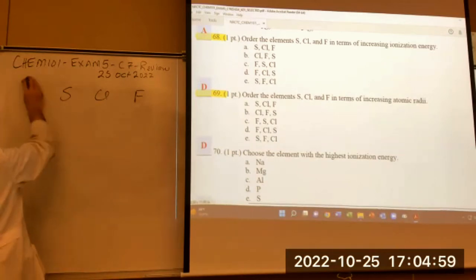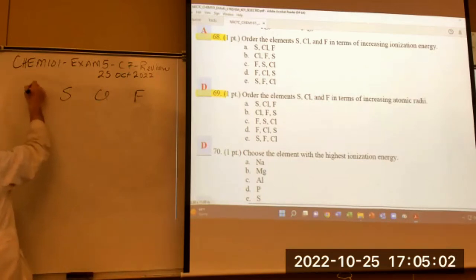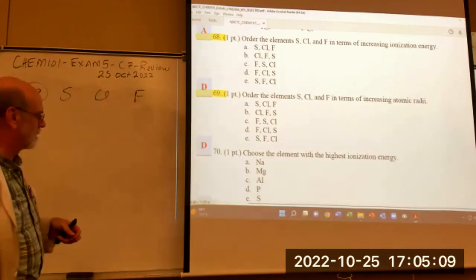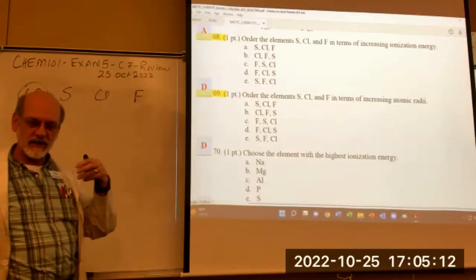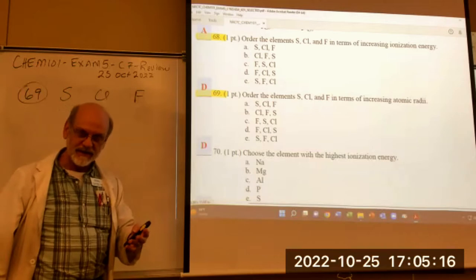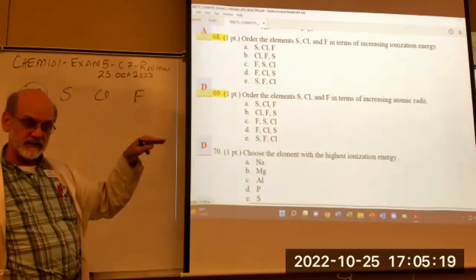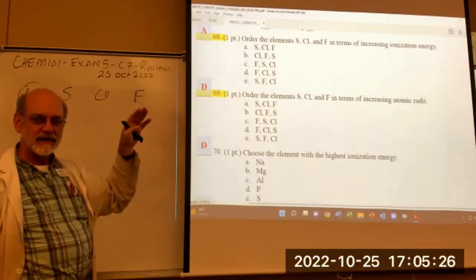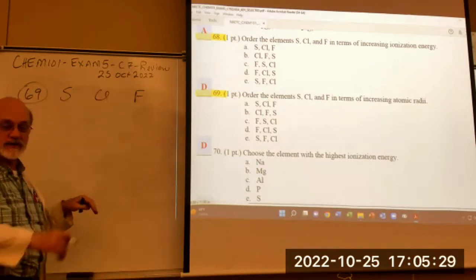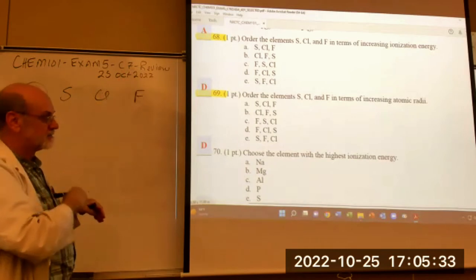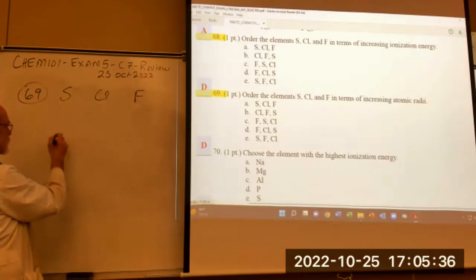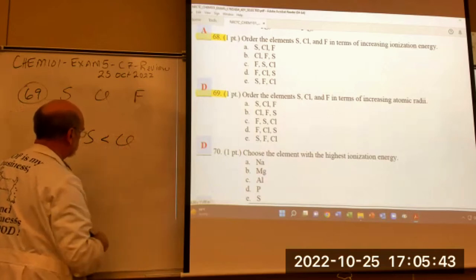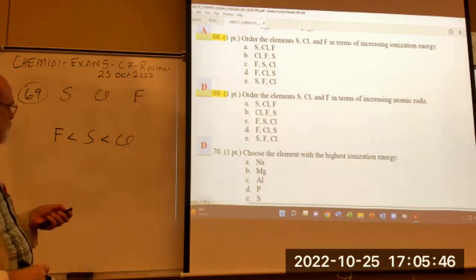69 looks like the same three elements. But this time we're looking for increasing atomic radii. So how does the atomic radii trend in the periodic table? From left to right, it decreases. And from bottom to top, it decreases. So from lower left to upper right, the radii decreases. So increasing would be upper right to lower left. So the smallest radii would be fluorine. The next would be sulfur. And the next would be chlorine. So it should be fluorine, sulfur, chlorine.